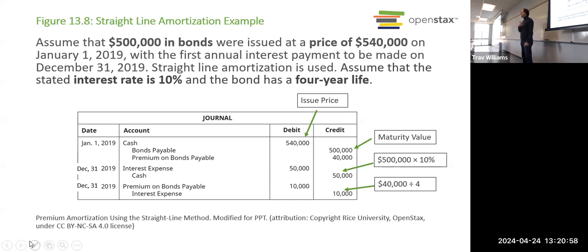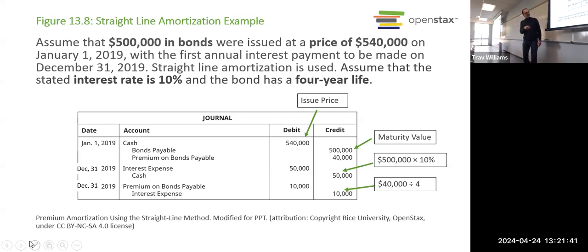if we're doing straight line interest and it's 10% per year, we would just take 500,000 times 10%. And that comes out to $50,000 of interest expense. And that's what they actually pay out to the bondholders. But at the same time, they have to amortize the premium that they got, right? So what we would do is we take out that $40,000. And in this case, it's a 4-year bond. So it matures in 4 years. So they just divide that $40,000 premium by 4 years, and they can amortize $10,000 every year.